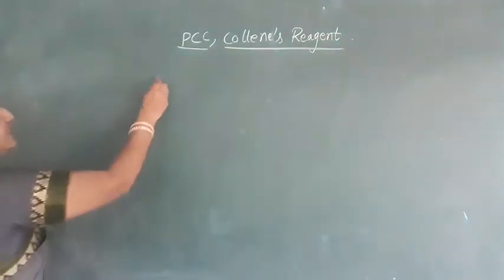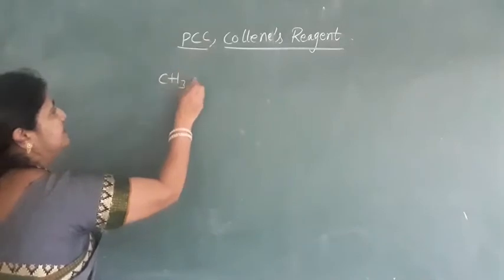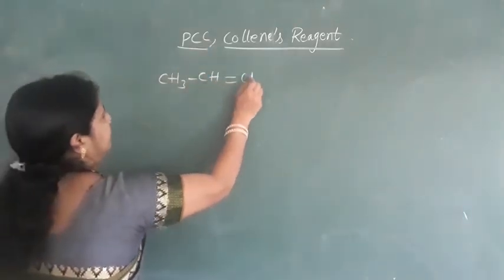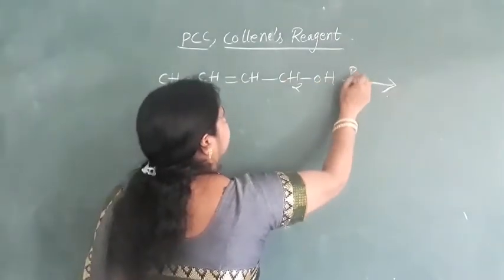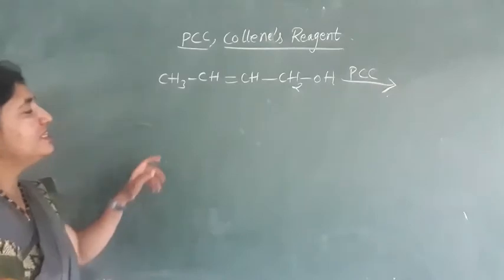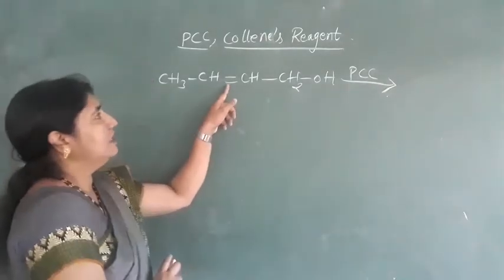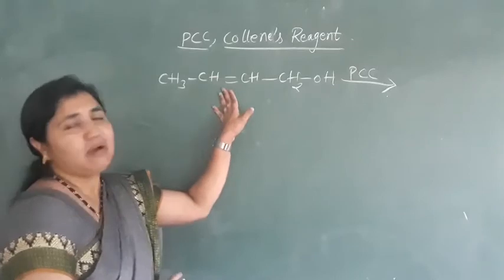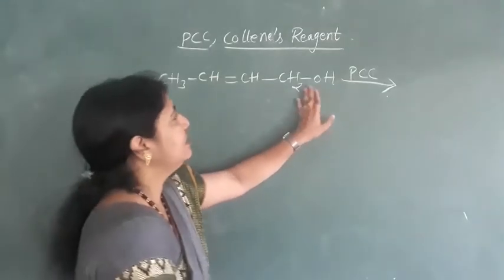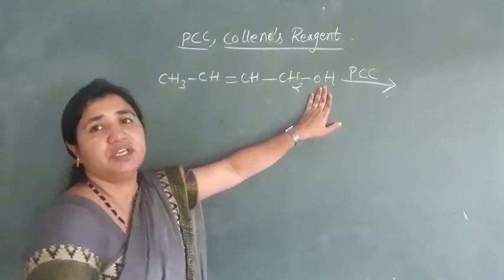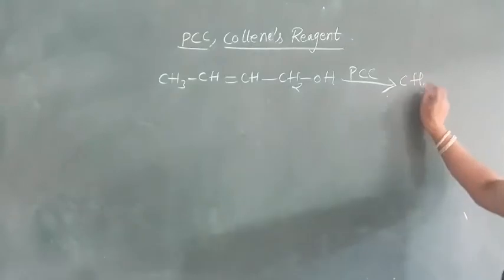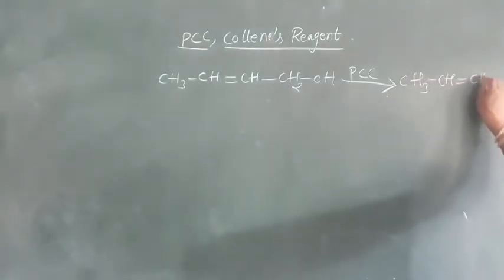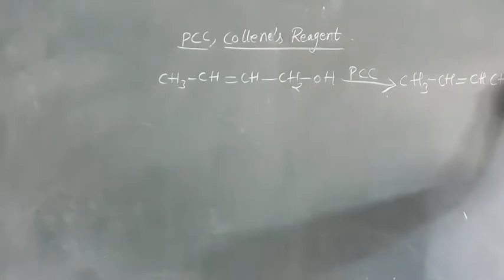This mild oxidizing agent, especially this PCC here: if we have a double bond, then this PCC oxidizing agent will not oxidize this double bond. So this double bond will remain as it is. They will oxidize only this CH2OH alcohol part, and we will get the product CH3CH=CHCH2CHO only.